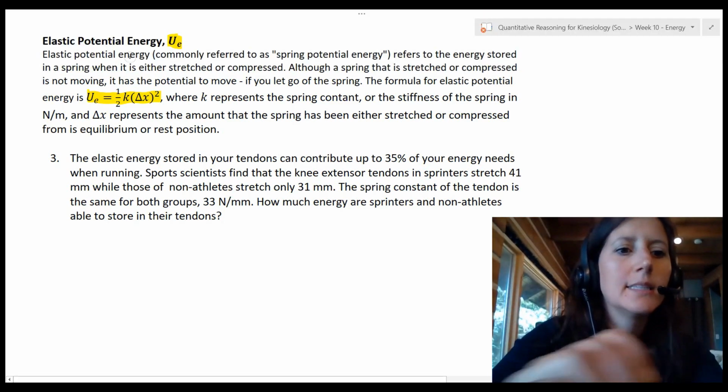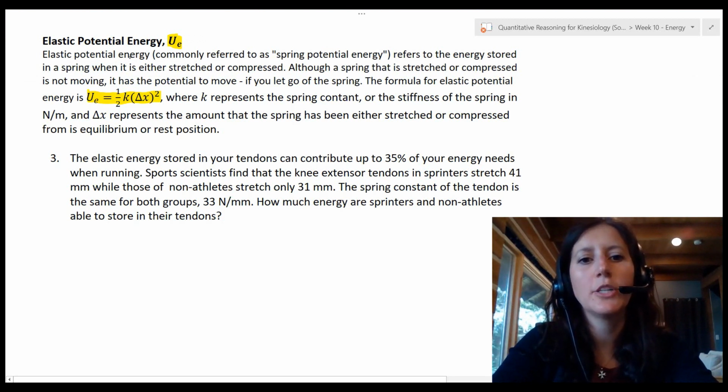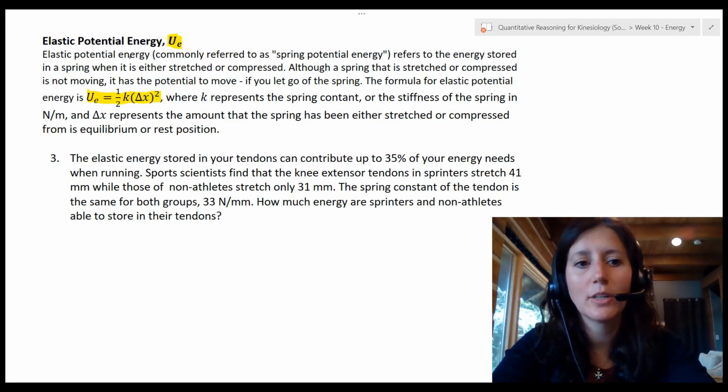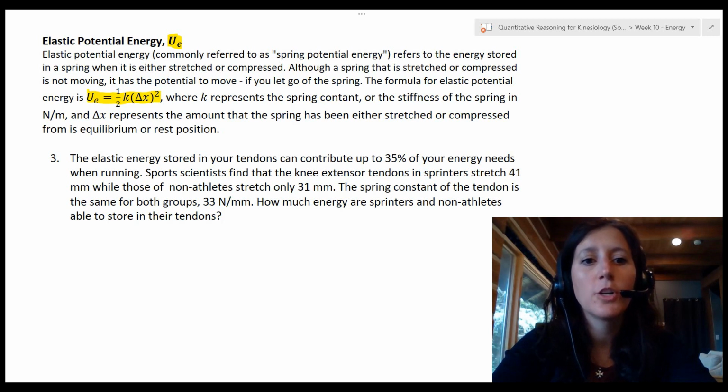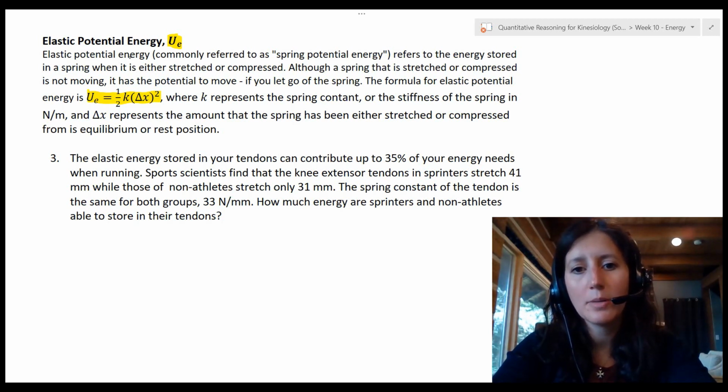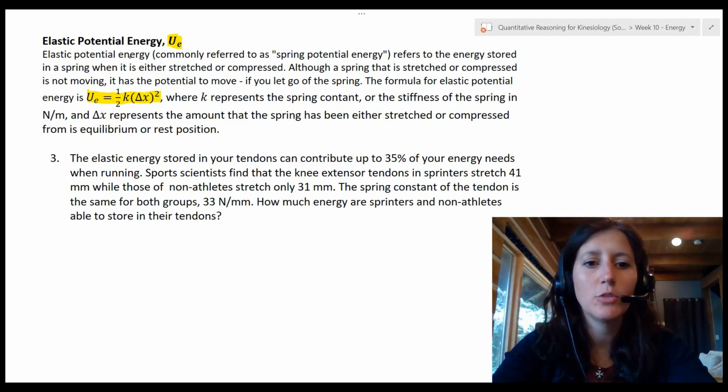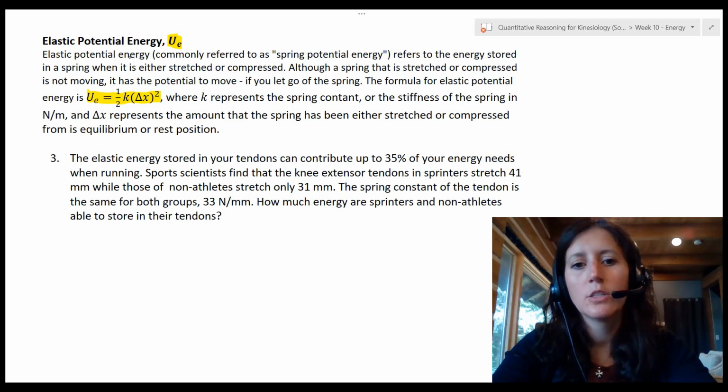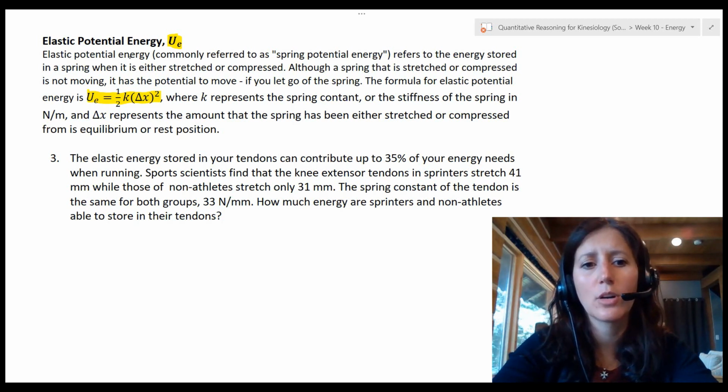With question 3, it tells us that the elastic energy stored in your tendons can contribute up to 35% of your energy needs when you're running. So your tendons are where a lot of the energy is stored when you're running. Sports scientists have found that your knee extensor tendons in sprinters stretch 41 millimeters, while for non-athletes, they only stretch 31 millimeters. The spring constant of the tendon is 33 newtons per millimeter for both groups. So how much energy are sprinters and how much energy are non-athletes able to store in their tendons?